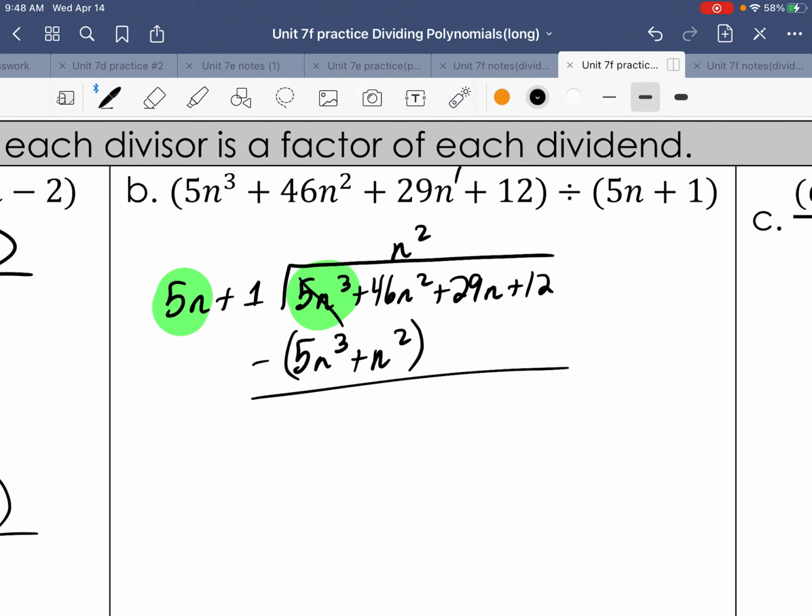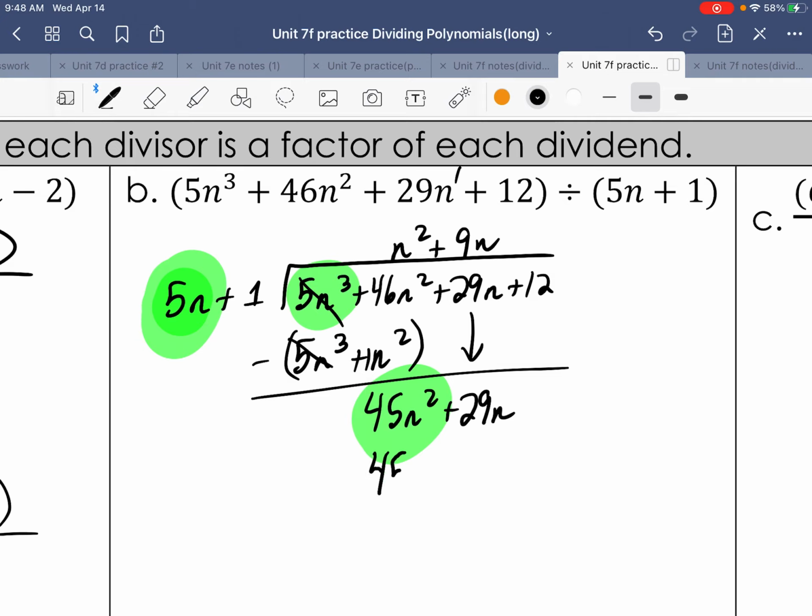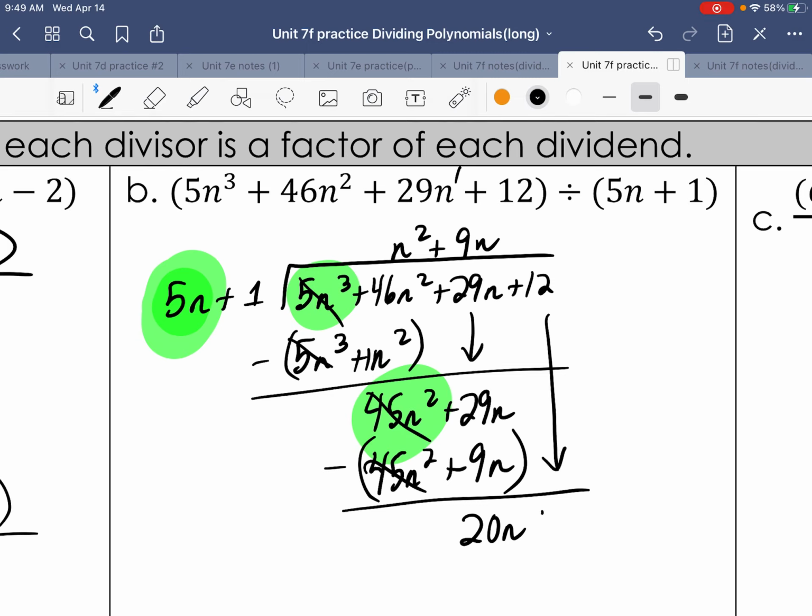Subtract these. First terms will simplify down to 0. 46n squared minus 1n squared is 45n squared. Bring down your next term. So we always have two terms here. You do first term divided by the first term, and that'll be 9n. And then multiply it back down, distribute. So 9n times 5n, 45n squared. 9n times 1 is 9n. Subtract. Simplify the first. 29n minus the 9n, you have 20n's left. Bring down the 12.